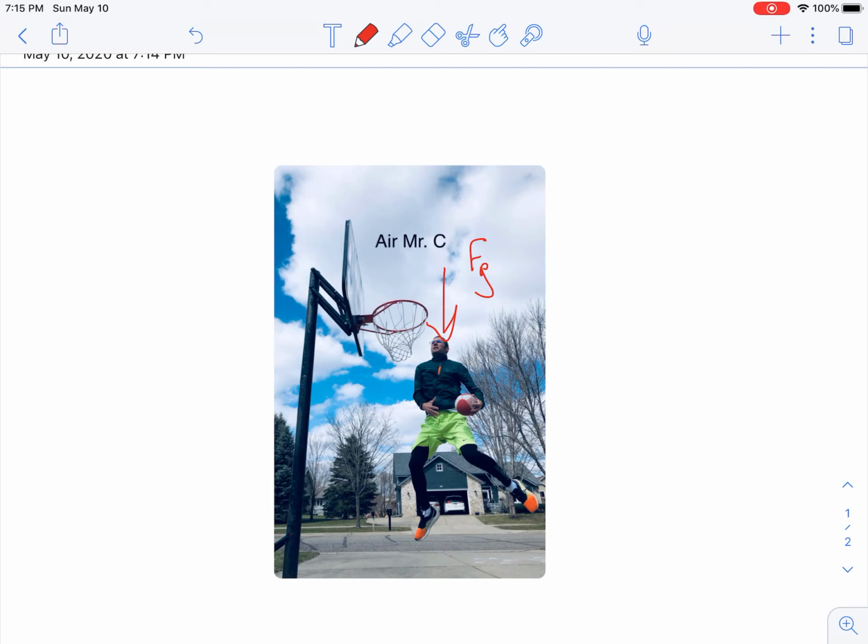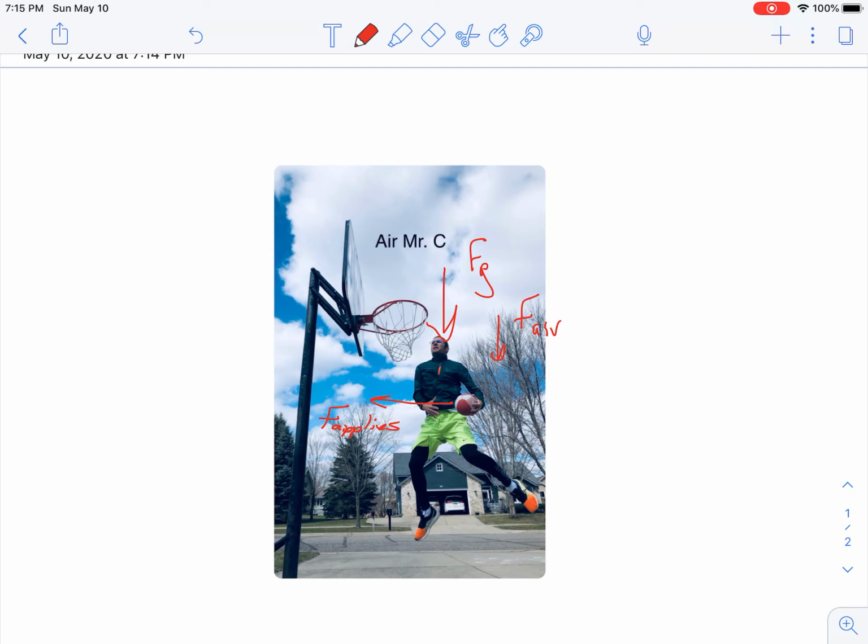Here are other examples, if you're confused as to what would be happening. In my windmill dunk that I'm working on right now, I am applying a force. Here's the applied force, and I'm applying it in this direction. If I am moving up, the force of friction would be in the opposite direction. The force of air resistance would be another example.